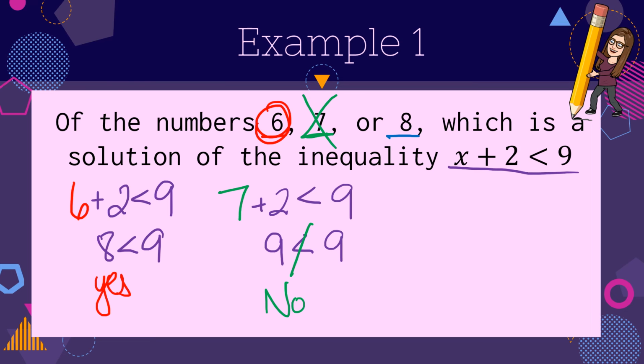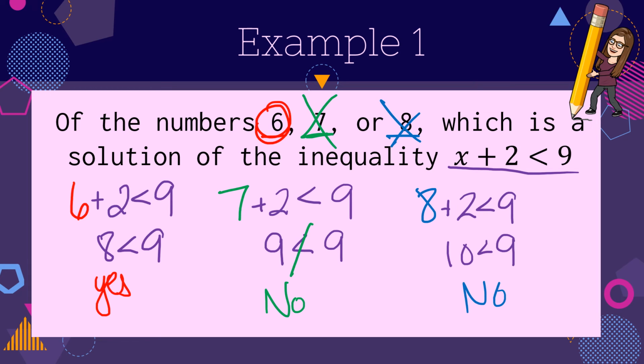Let's try the last one, 8. Instead of x, let's plug in an 8. Bring down your plus 2 and your less than 9. What's 8 plus 2? 10. Is 10 less than 9? No, not good. 8's no good. So out of those numbers, only 1 worked. Keep in mind, 1 could work, 2 of them could work, 3 of them could work, or none of them could work.